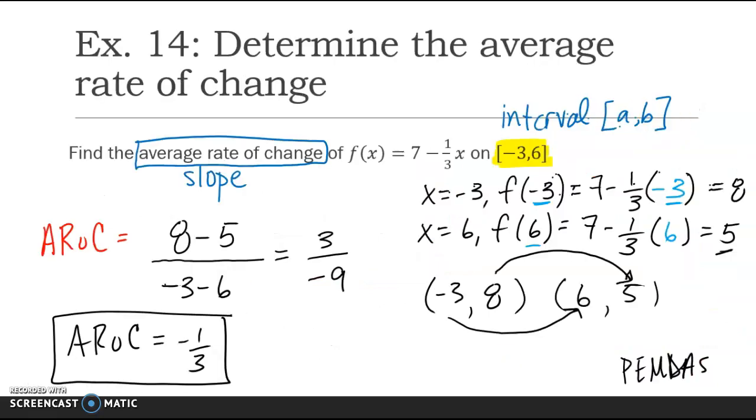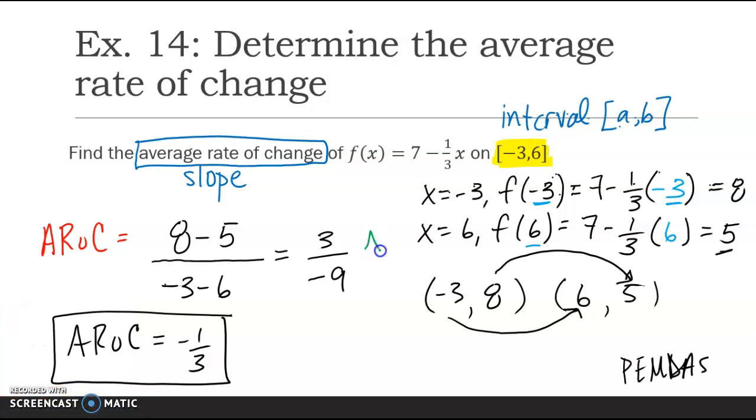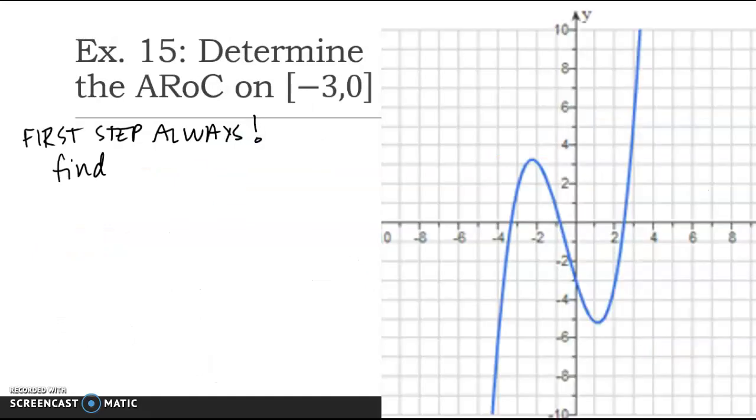This is the example we did yesterday. Our interval was given, we plugged in to find our output, and then we used our slope formula, change in y over change in x. And that's another thing that I just want to continue to remind you of. Change in y over change in x. So this is as far as we got yesterday.